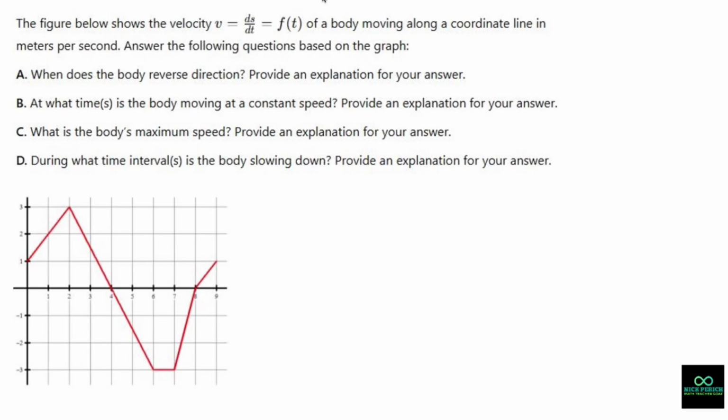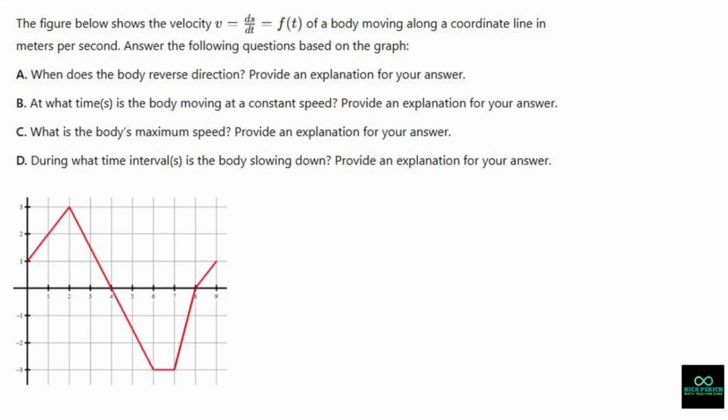All right, so I switched over to the next slide, and the question that's being asked is the same thing, same exact picture, just cleaned everything up here. What is the body's maximum speed? Provide the explanation for your answer. Well, the body's maximum speed is actually 2 times here.